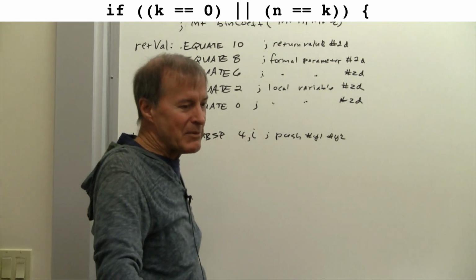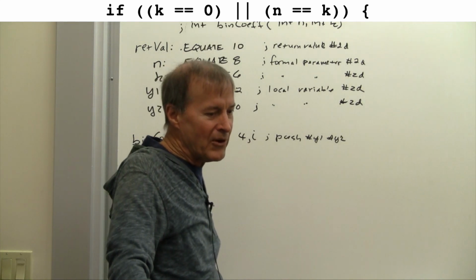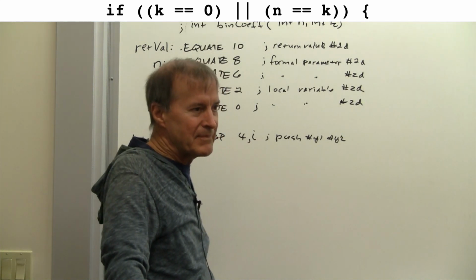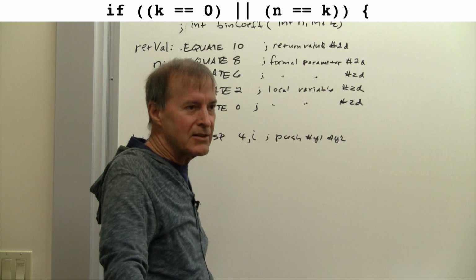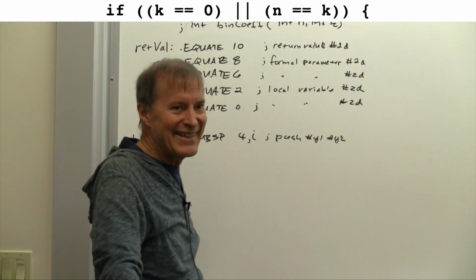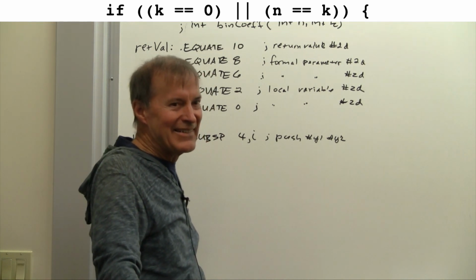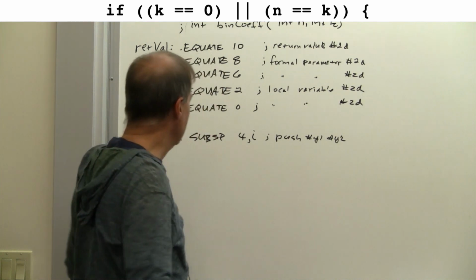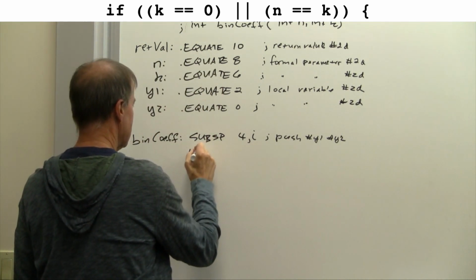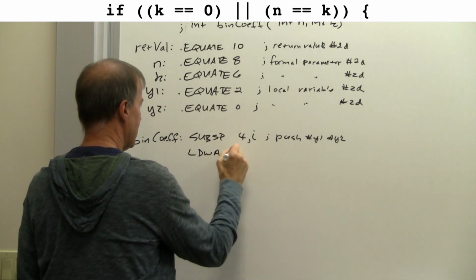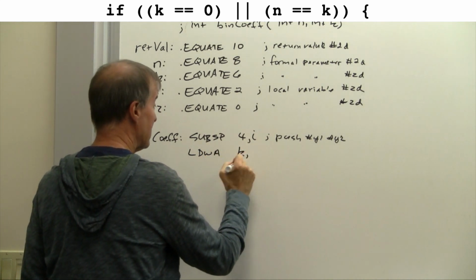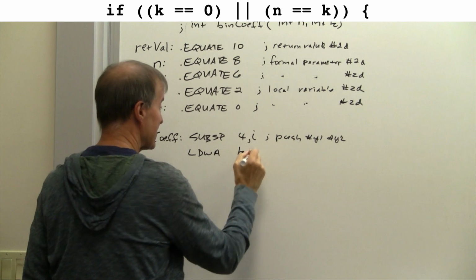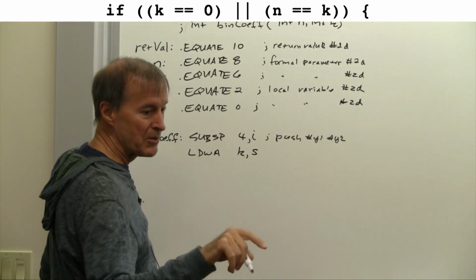Now we have this if statement: if k equals 0 or n equals k. Now how are we going to do that? Who's next? Do you know how to do that? Load word accumulator what? K, good. So this is load word accumulator K. Now addressing mode? S, because we're on the runtime stack. And then we're comparing that with what?